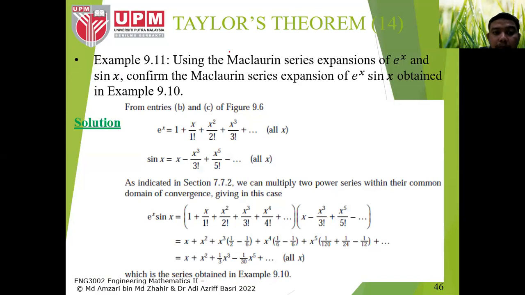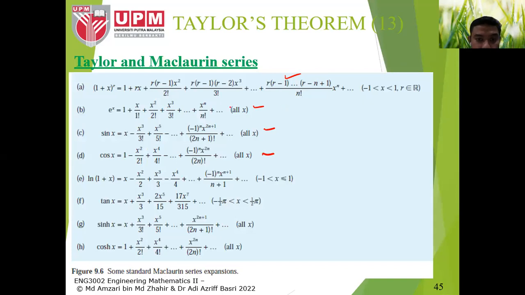So for example 9.11, using Maclaurin series expansion of e^x and sin x, confirm the Maclaurin series expansion of e^x sin x obtained in 9.10. Just now the function is the same, e^x sin x, but the Maclaurin series was found using the method of derivation. But here we use the series theorem. So now we have two functions here, the first e^x, the second sin x. What is e^x? You can refer to the table here. For e^x, you can use this one, and for sin x, you can use this one.